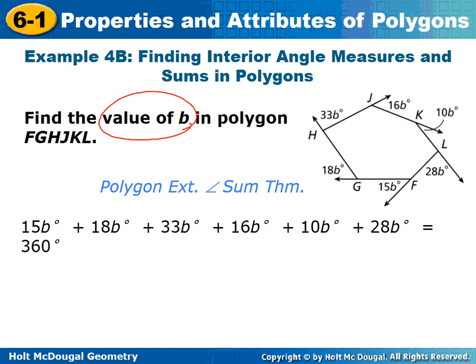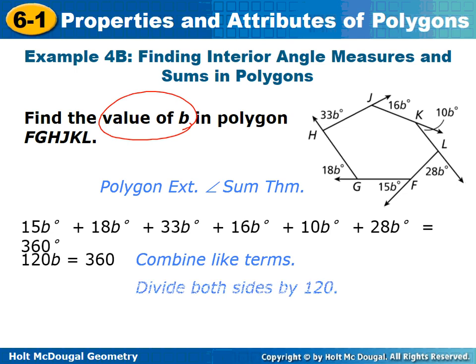If it's interior, if it's exterior, it's always 360 no matter what size shape you have. So be really careful. Add them all together, combine like terms. You should have gotten 120 divided by 120, and you ended up with B equals 3. Then watch what you're trying to find. If they just say find B, you're done. If they say plug it back in, be careful with notation.